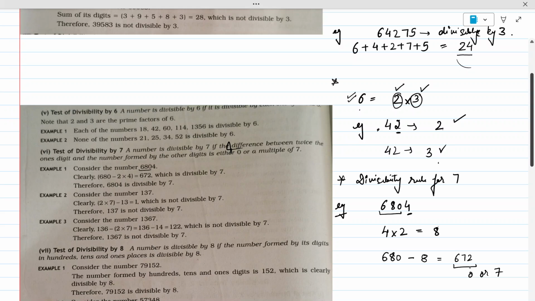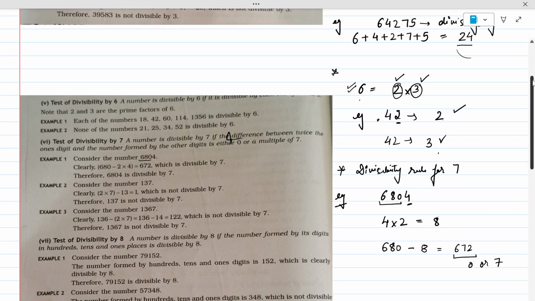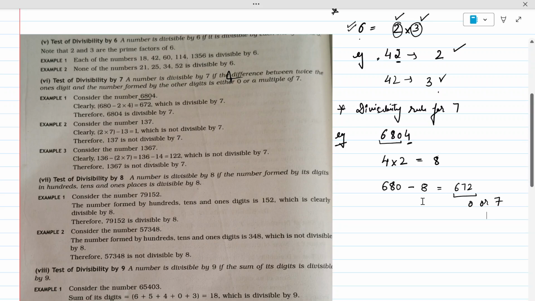This is the rule. This number is not 0, right? Now we will check if this given number is divisible by 7 or not. I can do it like this: 7 9 63, then 7 6. This is divisible.